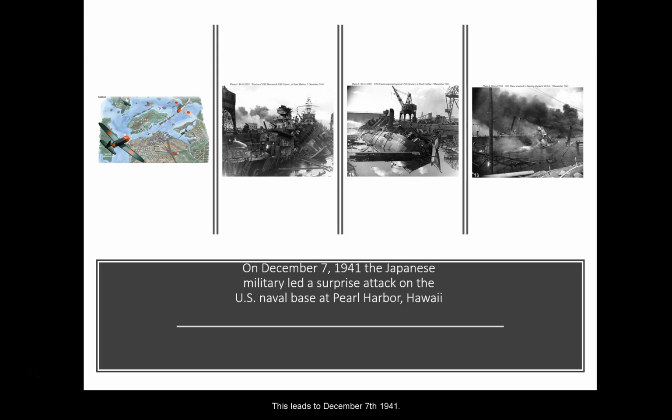This leads to December 7th, 1941. The Japanese military leads a surprise attack on the U.S. naval base at Pearl Harbor, Hawaii. This is very pivotal because this is where the majority, if not all, of the Pacific Fleet for the United States is held. And we do have a few ships that are away from Pearl Harbor, but this is our main base in the Pacific.